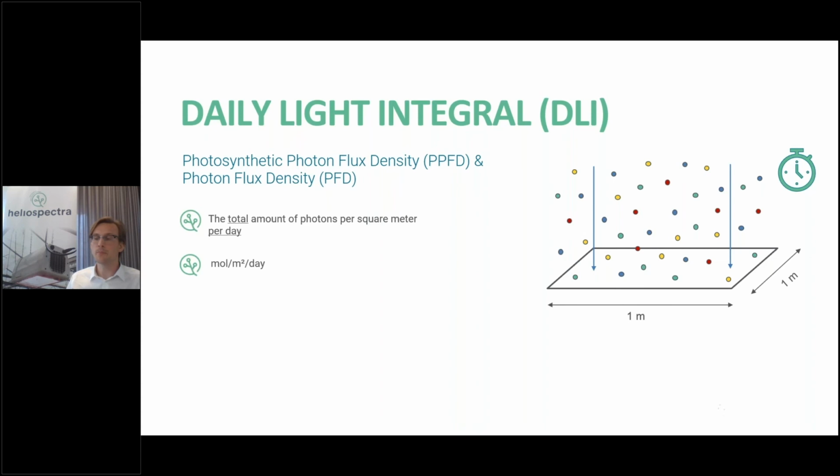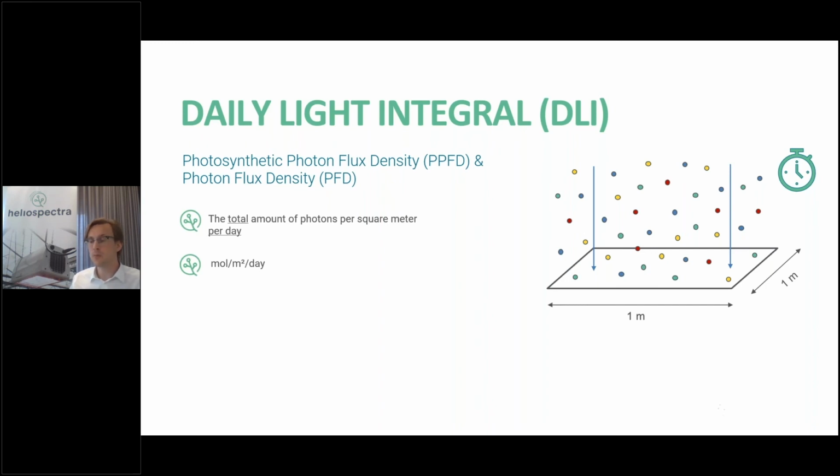This is similar to if you put a bucket out in the rain, and by the end of the day you take it in and you see how much water has accumulated in the bucket over the course of the day. That would be the analogy for the daily light integral, how much light has accumulated on the surface over the course of a day. And here we are measuring this in moles per square meter per day, essentially because it's a very large number. So it's not a micromole anymore, it's a mole. It's going to be a very large number of photons that has accumulated over the course of the day.